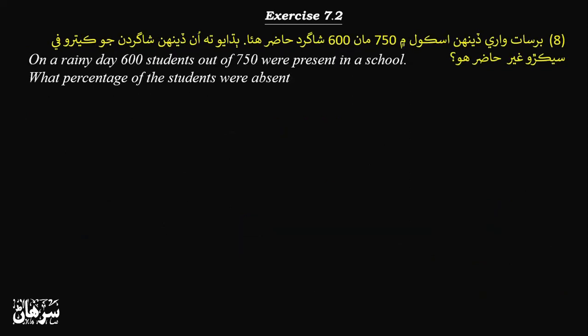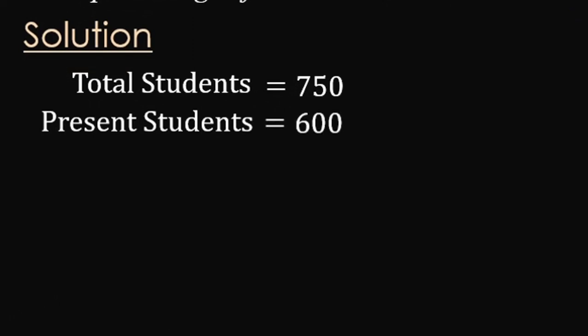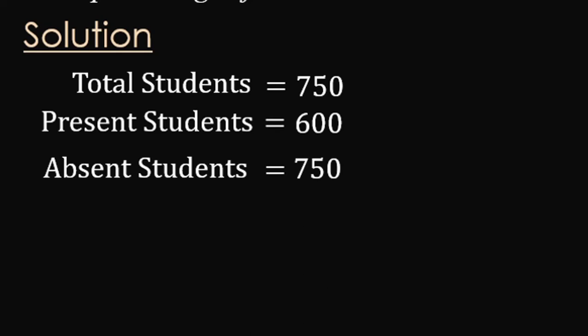On a rainy day, 600 students out of 750 were present in a school. What percentage of the students were absent? Solution. The total students 750. Present students 600. Absent students: 750 minus 600. You will get absent students. The total absent students, you will get 150.